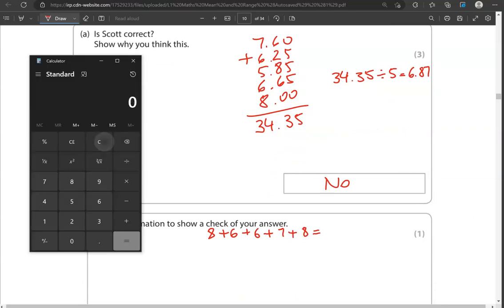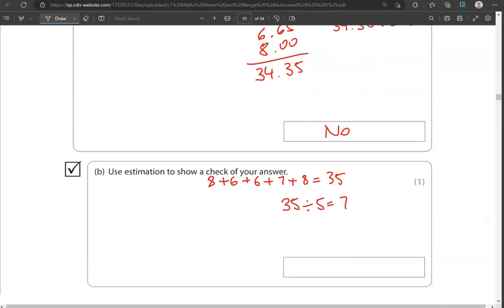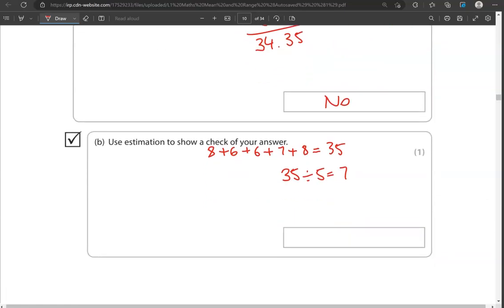So 8 plus 6 plus 6 plus 7 plus 8 gives us 35. So 35 divided by 5 gives us 7, which is close to £6.87. Well, I'll just do the last bit in here.